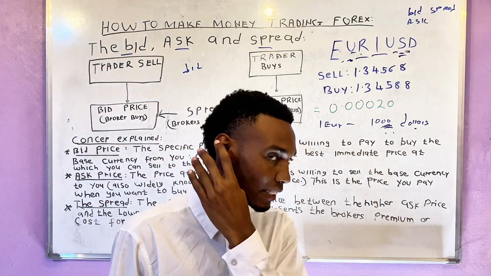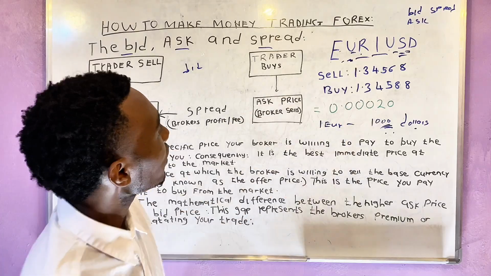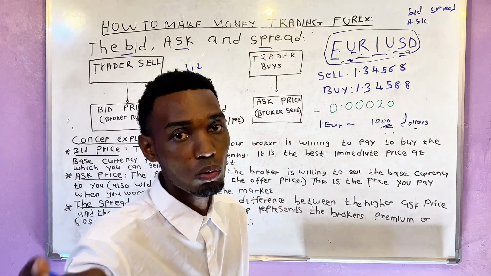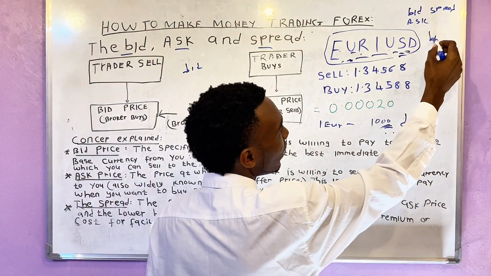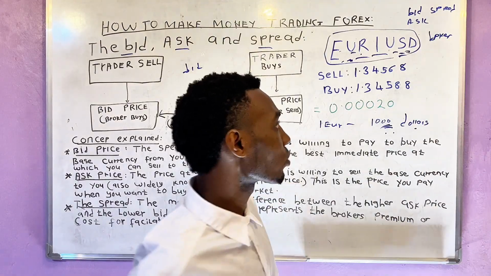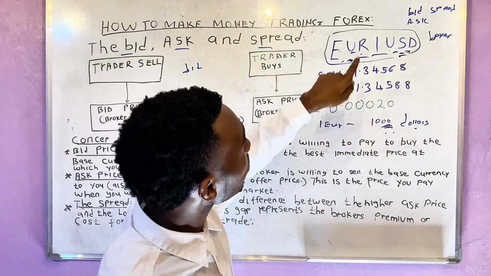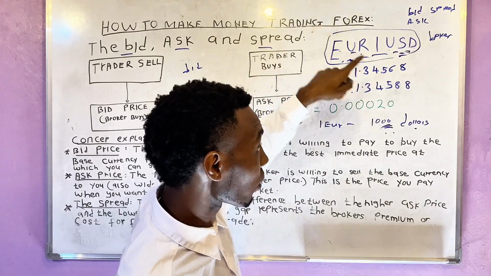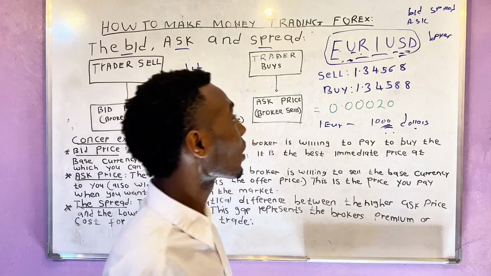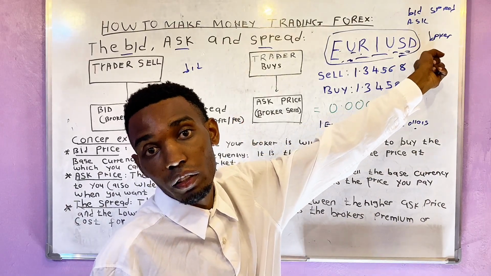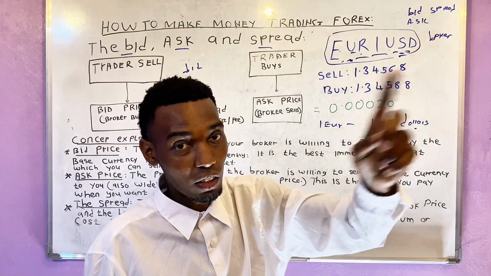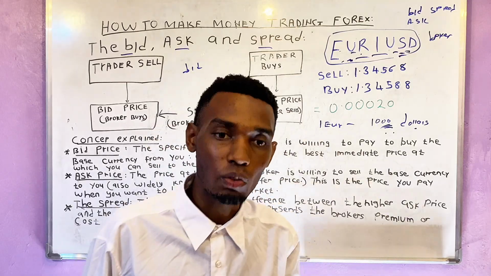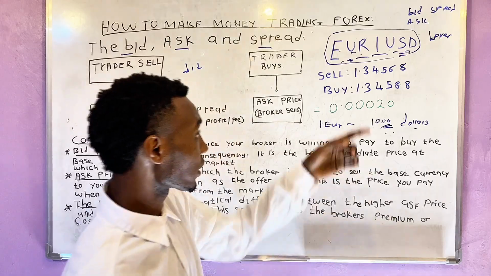Now the ask. You see this currency. You want to go to a broker, and the broker wants to check what the ask is. If you want to sell this euro, the broker will determine how many dollars he will send to you for that euro. You see, the broker himself is going to buy from you because you are selling this.